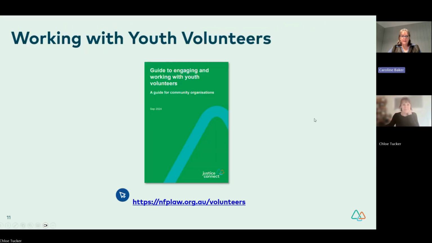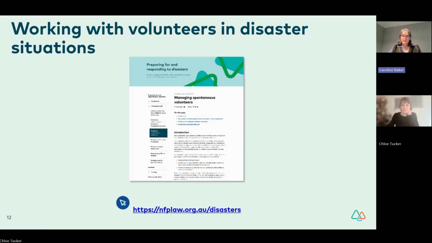On our volunteering webpage, we also have a fact sheet on engaging and working with youth volunteers. This resource outlines key legal considerations where volunteers are under 18 and includes any additional safeguards that may apply. Finally, our disaster toolkit includes resources on working with volunteers in disaster situations to support organisations to prepare for, respond to, and recover from crises. These materials include guidance on maintaining safe working conditions, protecting workers and volunteers, and managing spontaneous volunteers during periods of heightened demand. Let's bring these resources to life with a common scenario.